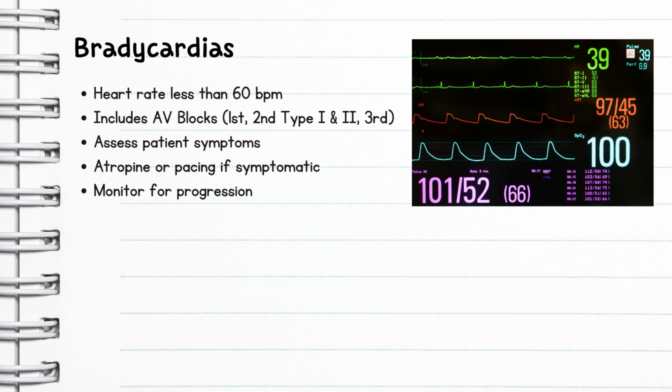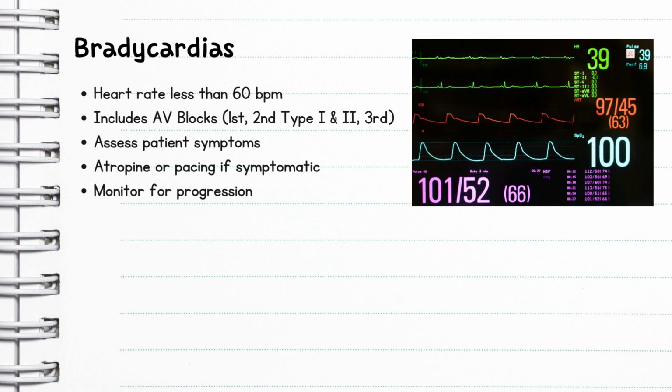Okay, so bradycardia in simplest form just means that the heart rate is less than 60 beats per minute, okay? You can have sinus bradycardia, which is just like everything is normal except for the rate. It's just lower than 60. But then you have some other bradycardias that are because there are some blocks, and we call them AV blocks.